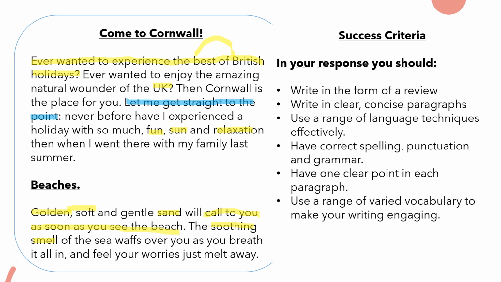And the final one is use a range of varied vocabulary to make your writing engaging. So if we're doing a review, and in this one specifically we're trying to say that this is a really positive thing to do, that you should really go on this holiday, I want to see some really good words there to actually justify it. So even in the first paragraph there, we've got words like amazing. So it's not just saying it's nice, it's fun, it's interesting. Amazing is a much more positive word to use to describe the holiday.